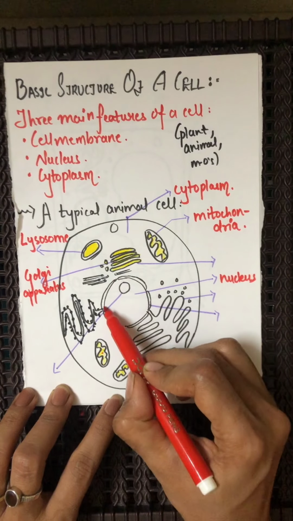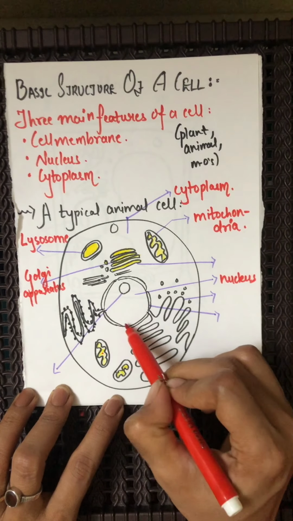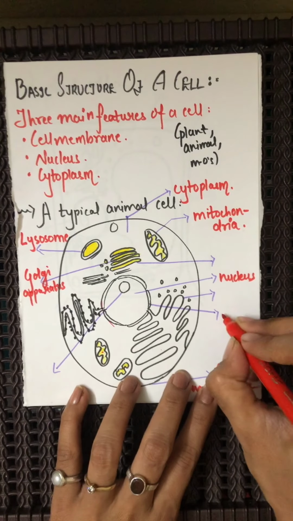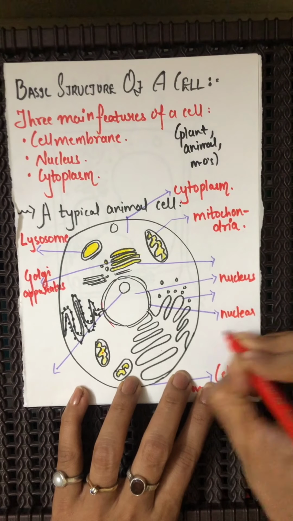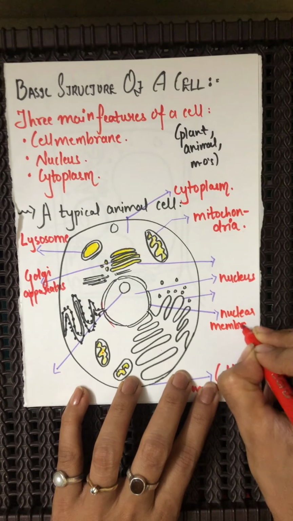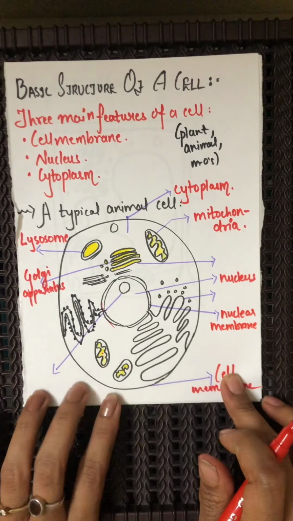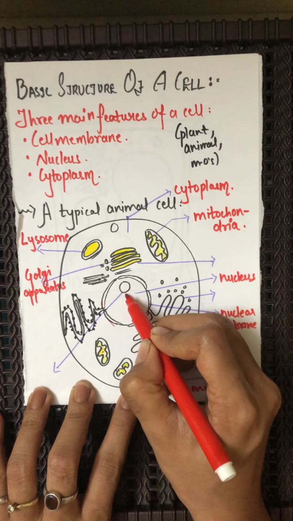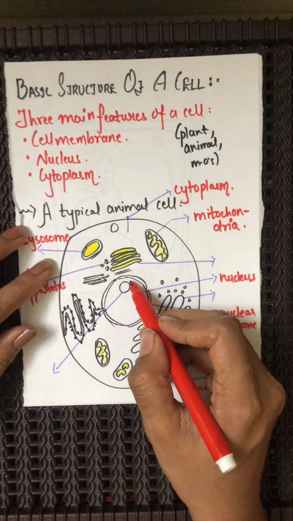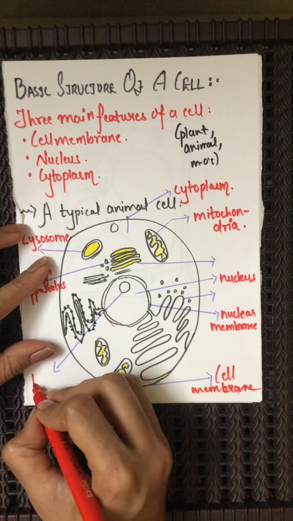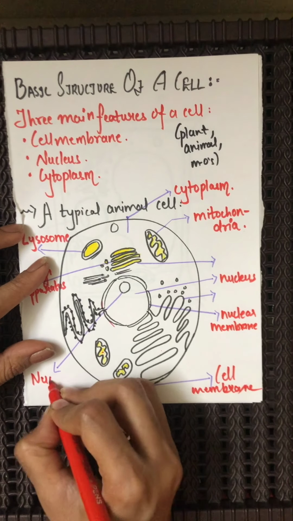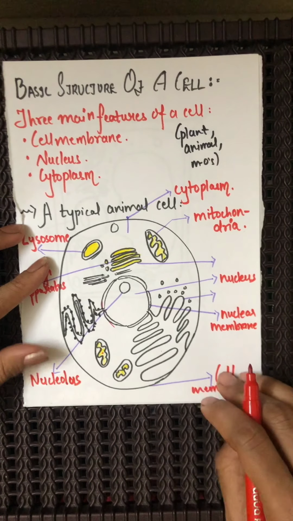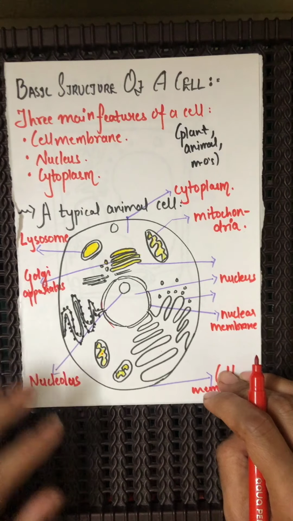Similarly, the boundary of the nucleus is termed the nuclear membrane. Over here we can see there is some structure inside the nucleus also, and that is nothing but the nucleolus. Okay, fine.